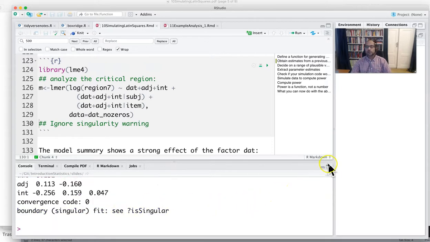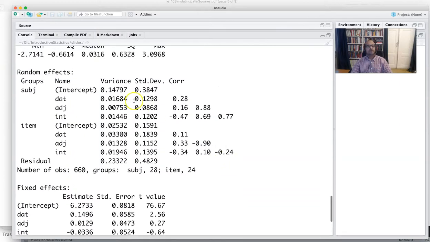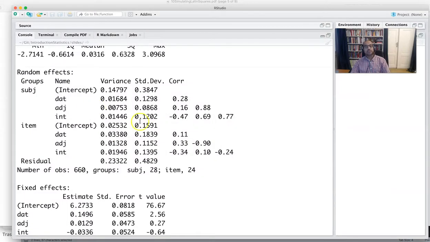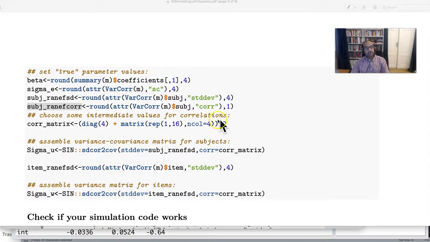And so if I look at this model, what happens here is that I've got a vector of 4 standard deviations here, and a vector of 4 standard deviations here, right? So this is for subjects and this is for items. And there are the correlations here that will go into the off diagonals in the variance covariance matrix. Okay. All right. So these are the subject random effects, the subject standard deviations, and then these are the subject correlations. Okay, so all these correlations I've also extracted here.